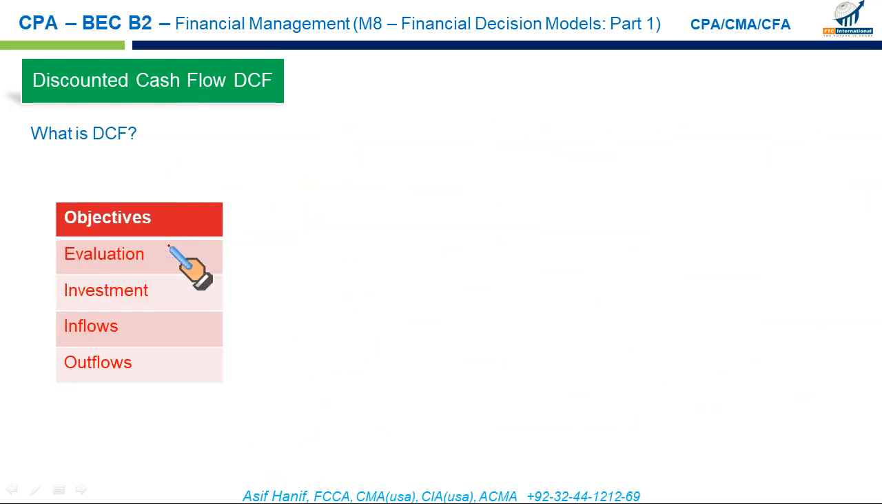Objectives of the discounted cash flow model in capital budgeting. We use the DCF model for evaluation. We will evaluate our capital investment project, that is, should we invest in this project or should we not. What we do is calculate the present value of our inflows and compare it with the present value of outflows. And this will help us decide whether we should invest or not. We will discuss this in detail in our coming slides.